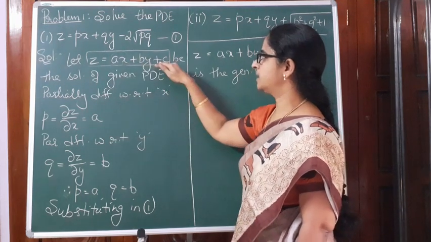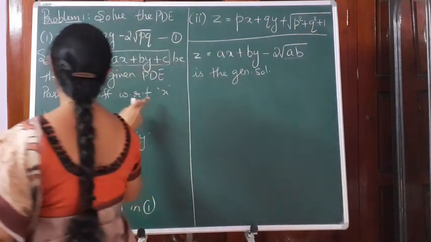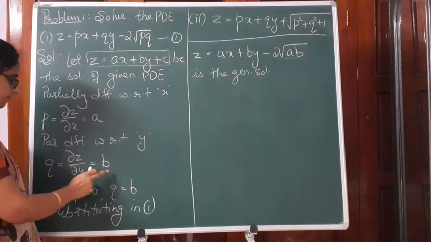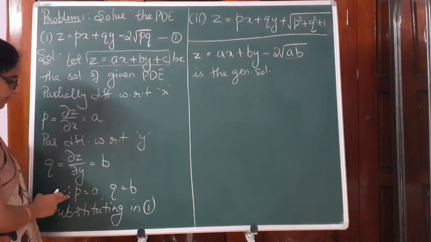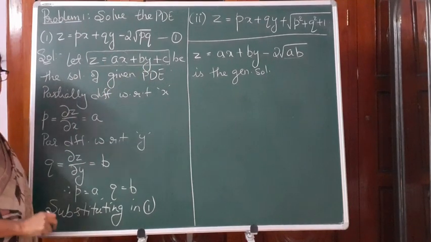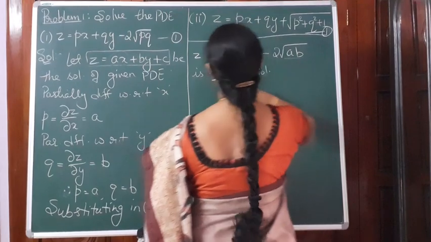We take z = Ax + By + C as the solution, and we partially differentiate with respect to x, then we get p = A. Partially differentiating with respect to y, we get q = B. Therefore, p = A and q = B. Now we substitute in the given partial differential equation. Call this 1 now.